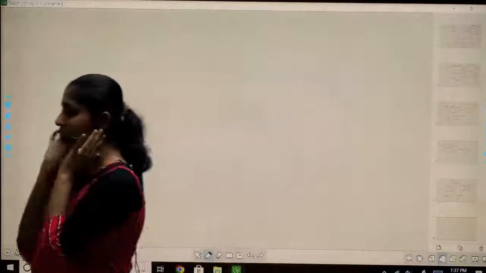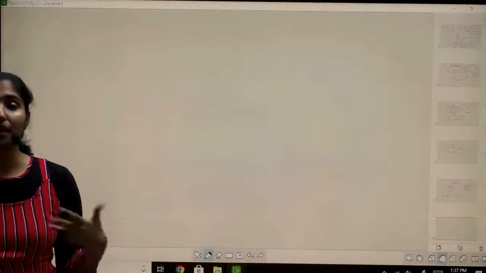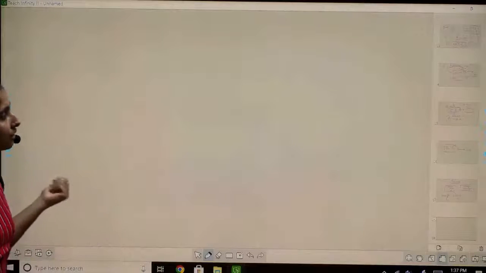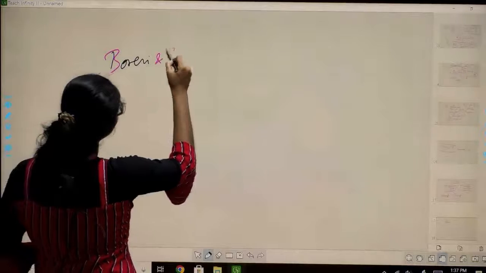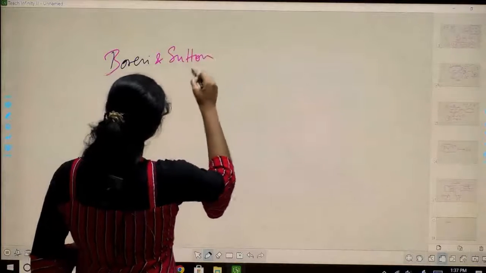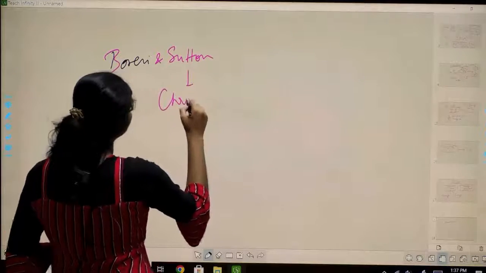Okay, so Mendel, after he gave this concept of genes and factors, later the same experiments were conducted and performed by other scientists, and they came to realize how important the work of genetics that Mendel performed was. Later, Boveri and Sutton gave the chromosomal theory of inheritance.